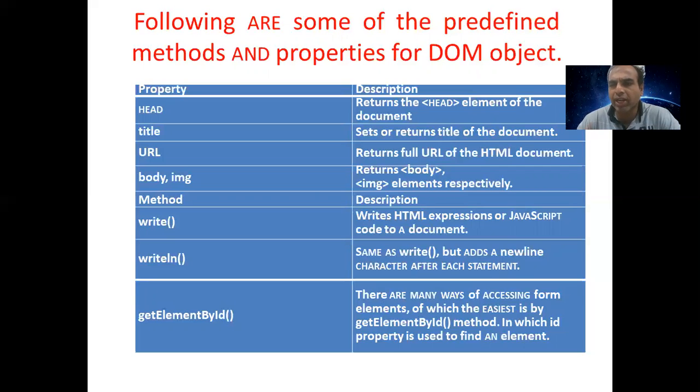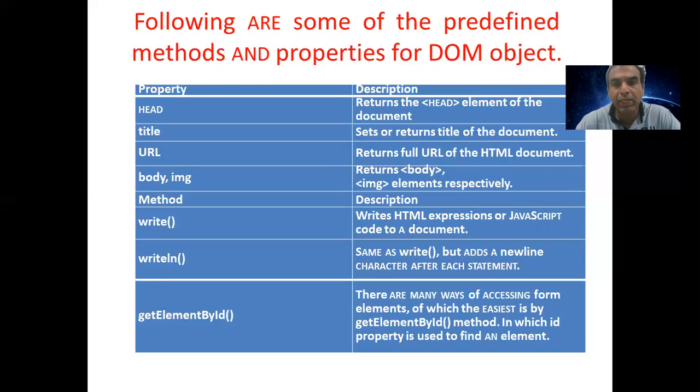And if you want to write any statement in JavaScript, we have to write document dot write, open bracket, close bracket. Inside that we can write any statement in double inverted commas. So it writes an HTML expression or JavaScript code to a document. If you want to write on a new line, you can use writeln. That is the same thing but on a new line.